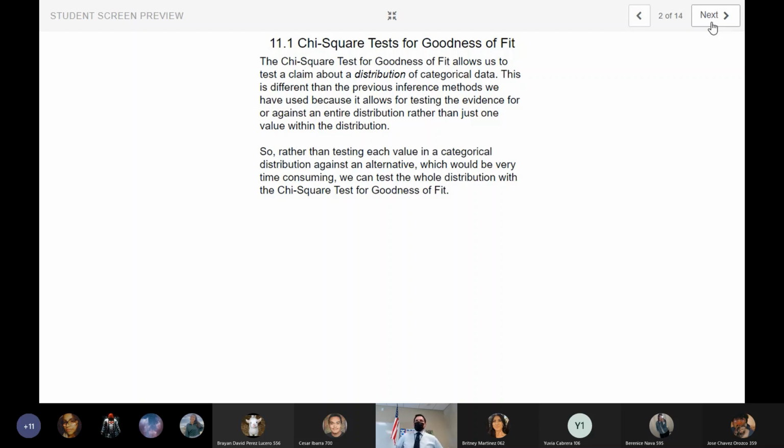So rather than testing each value in a categorical distribution against an alternative, which would be very time consuming, we can test the whole distribution with the chi-square test for goodness of fit, which can be much more effective.